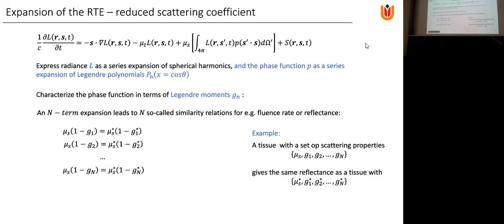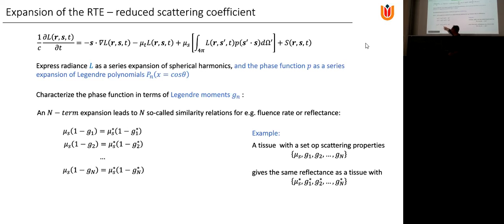So the results that you get, the radiance, the reflectance, whatever, depend not on the individual values of µs and g1. It depends on the combination. And if you expand this equation in more and more terms, then you get more and more of these similarities.